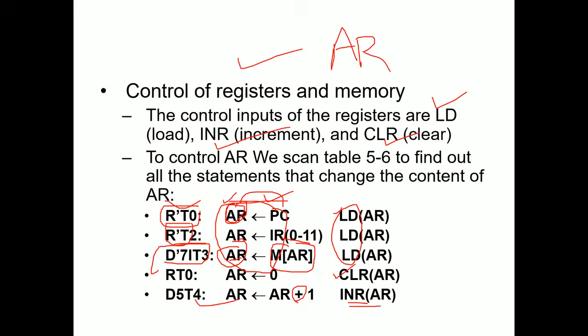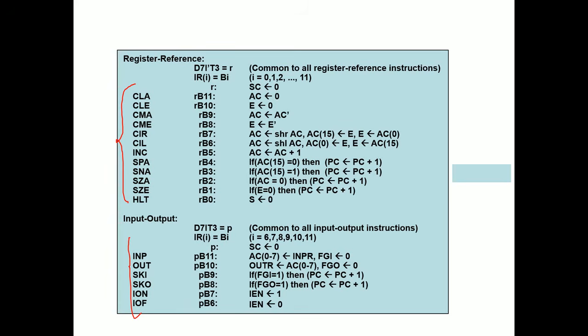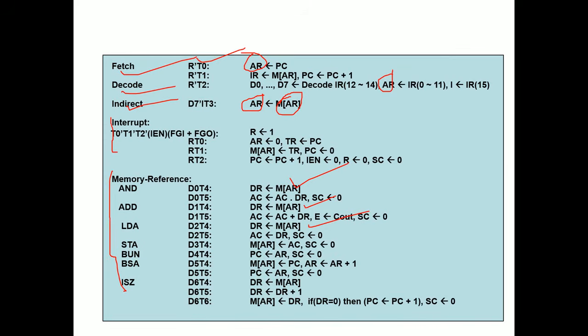For that purpose, we have to scan all the instructions whose right hand side contains IEN. If you consider this one, IEN arrow 1, IEN arrow 0. Likewise, we have IEN at this place also. So where is IEN here? If you consider the interrupt cycle, in the interrupt cycle also we will have IEN. So we will write all those instructions now.